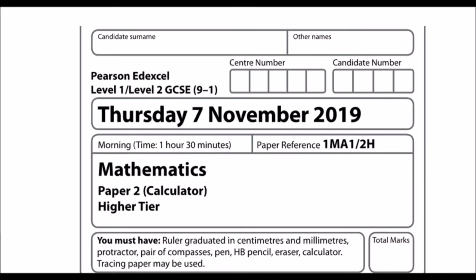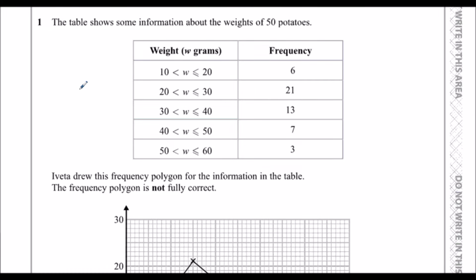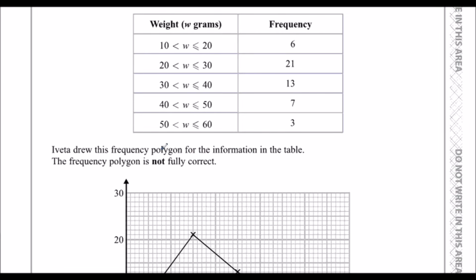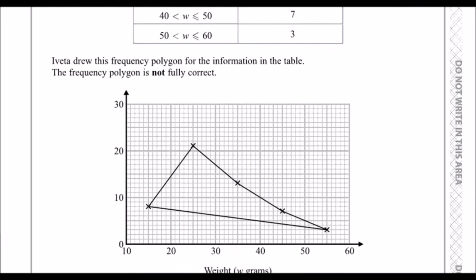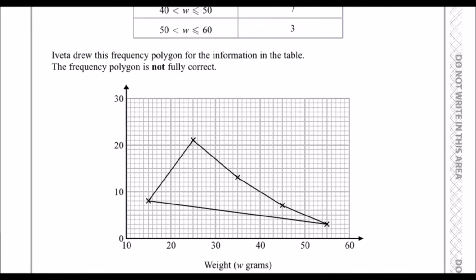This is the Edexcel higher tier paper 2 calculator paper from November 2019. Question 1. So we've got a table showing information about the weights of 50 potatoes, and there's a frequency polygon that's been drawn, but the frequency polygon is not fully correct. So let's have a look at the frequency polygon and see what's wrong with it.